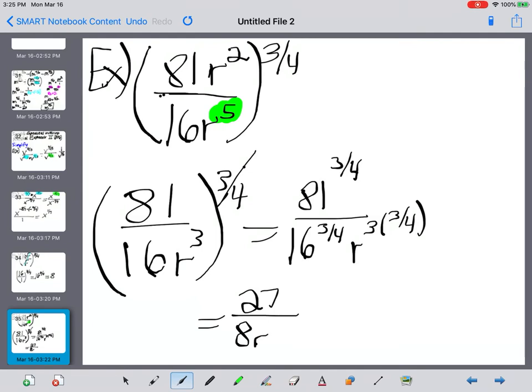Okay, and then that's going to be r. Multiply my exponents. 3 times 3/4 gives me 9/4. So I have 27 over 8 r to the 9/4. And I believe that is really all we can do there.